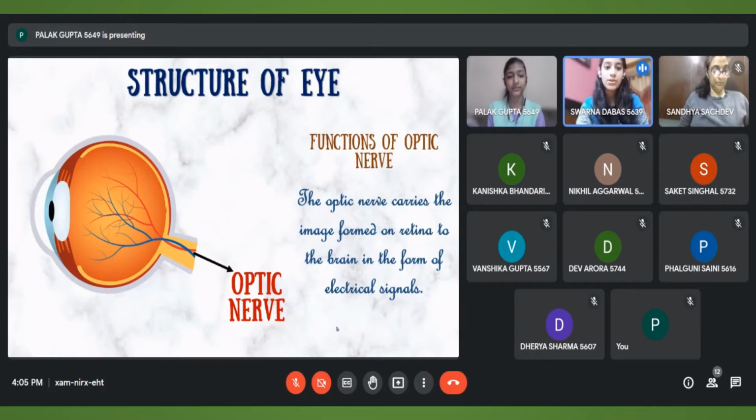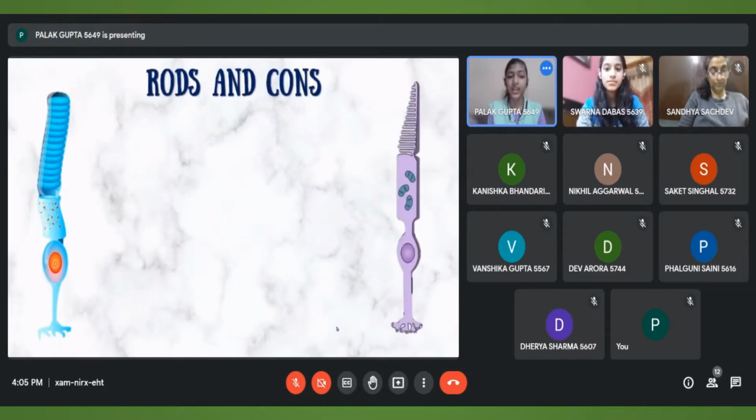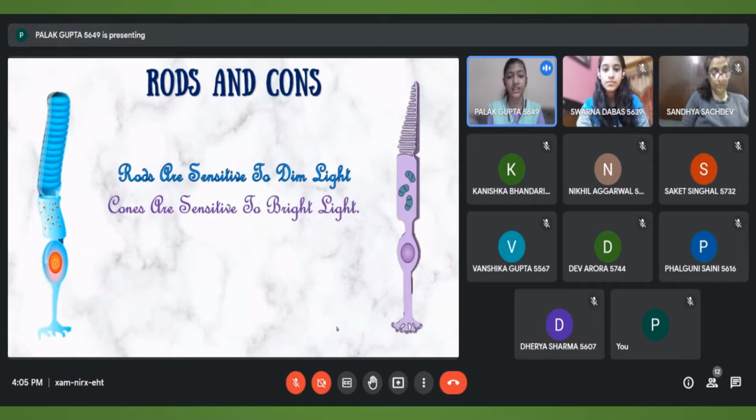But how does the eye detect the colors of the object? Good doubt. There is a need to detect the colors in the eye. Here come the cells, rods and cones. Rods are sensitive to dim light, and the cones are sensitive to bright light.